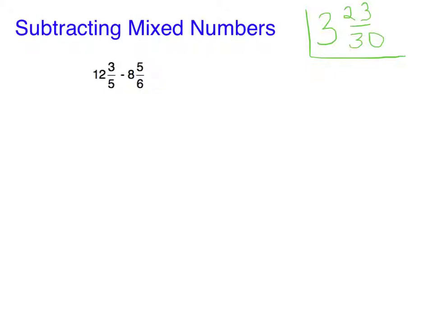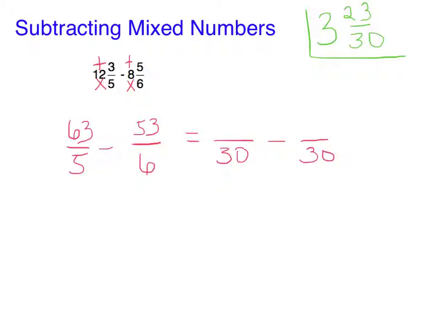In method 2, we're going to convert to improper fractions just like we did with addition. 5 times 12 is 60, plus 3 is 63. 6 times 8 is 48, plus 5 is 53/6. Now we need a common denominator of 30. 5 goes into 30 6 times. 6 times 63 is 378. 6 goes into 30 5 times. 5 times 53 is 265. 378 minus 265 is 113.